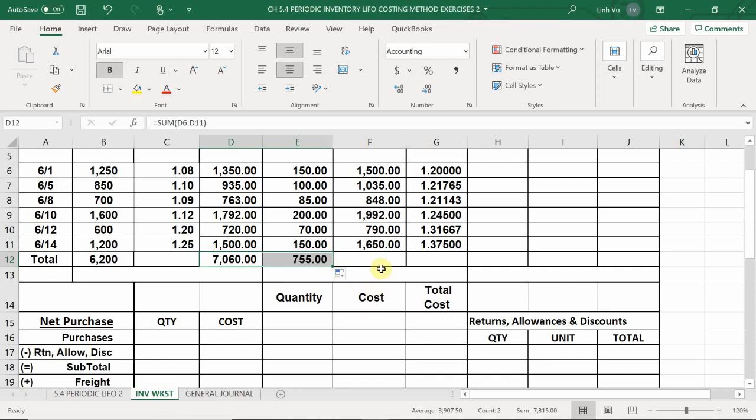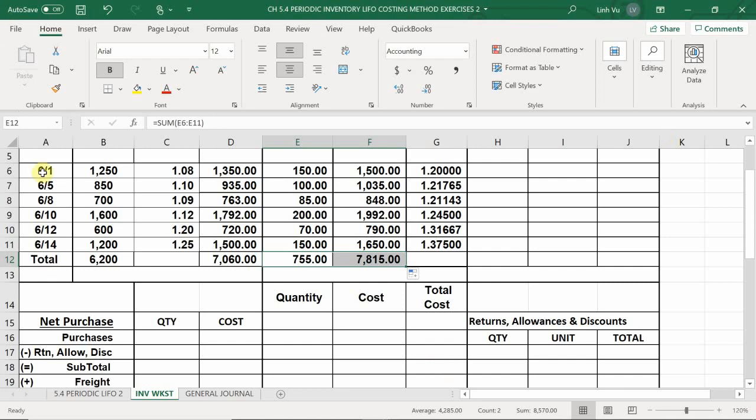What is my total freight going to be? 755. So then that brings my total cost to be 7,815. All right, good. So that was my total purchases in June. Okay.